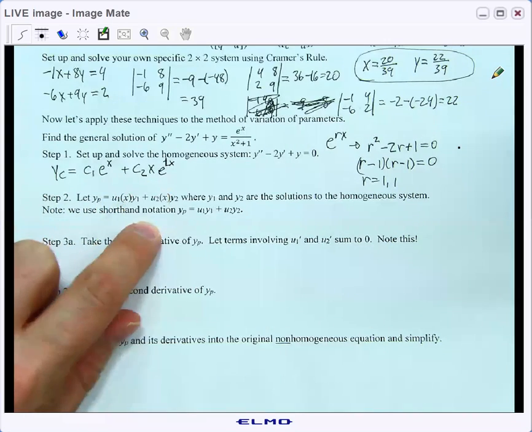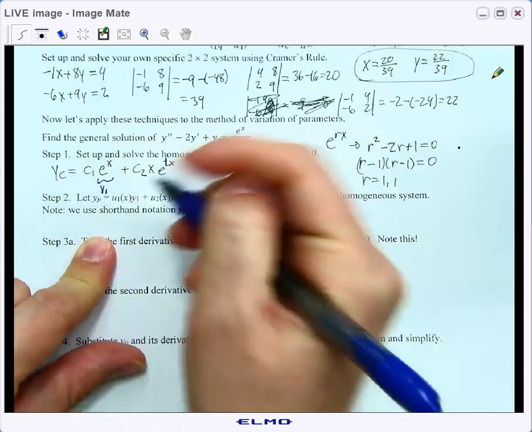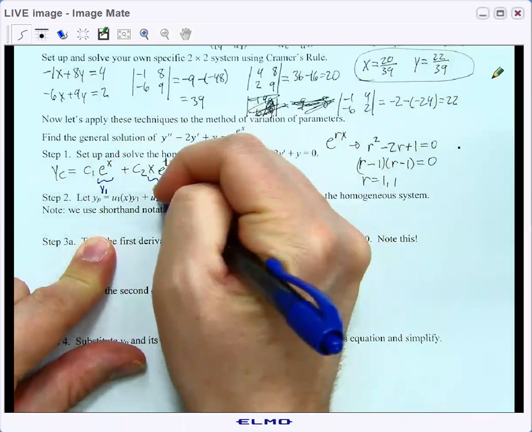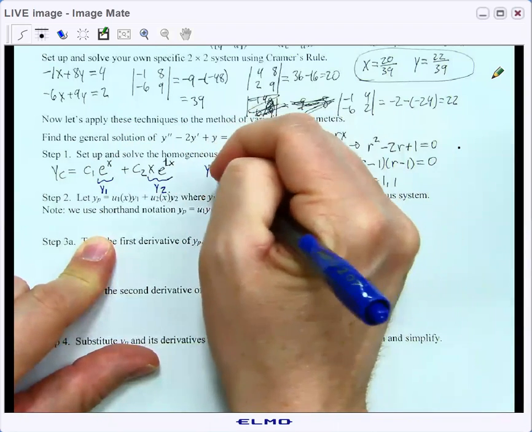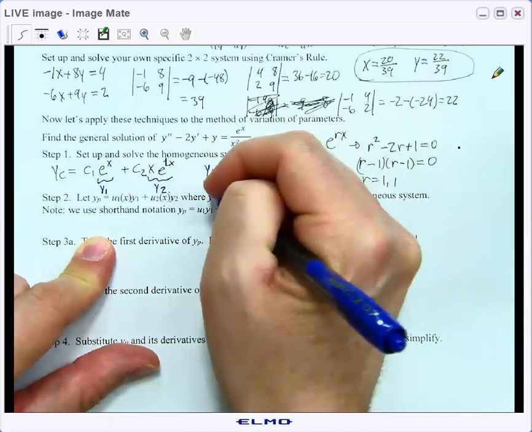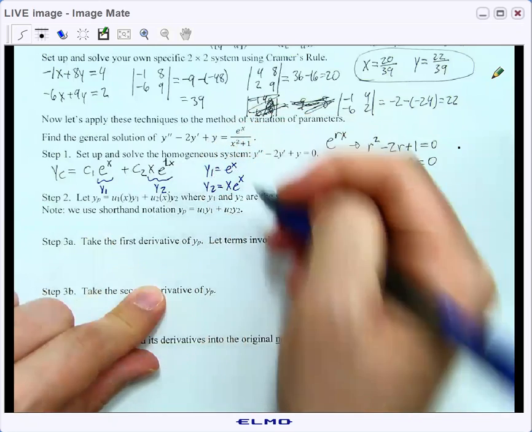Okay, and whoever we choose to be the first part, we're going to call him y sub 1, and this second guy, we're going to call y sub 2. So in other words, y sub 1 equals e to the x, and y sub 2 is equal to x e to the x.